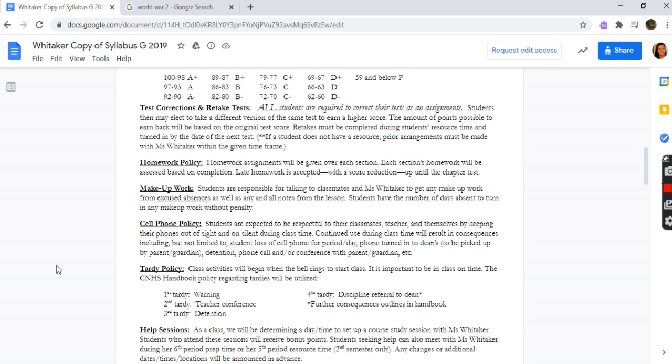Class activities will begin when the bell rings to start class. It is important to be in class on time, and the CNHS handbook policy regarding tardies will be utilized. The first tardy is a warning, second tardy, teacher conference, third tardy, detention, fourth tardy, discipline referral to the dean. Further consequences are outlined in the handbook.